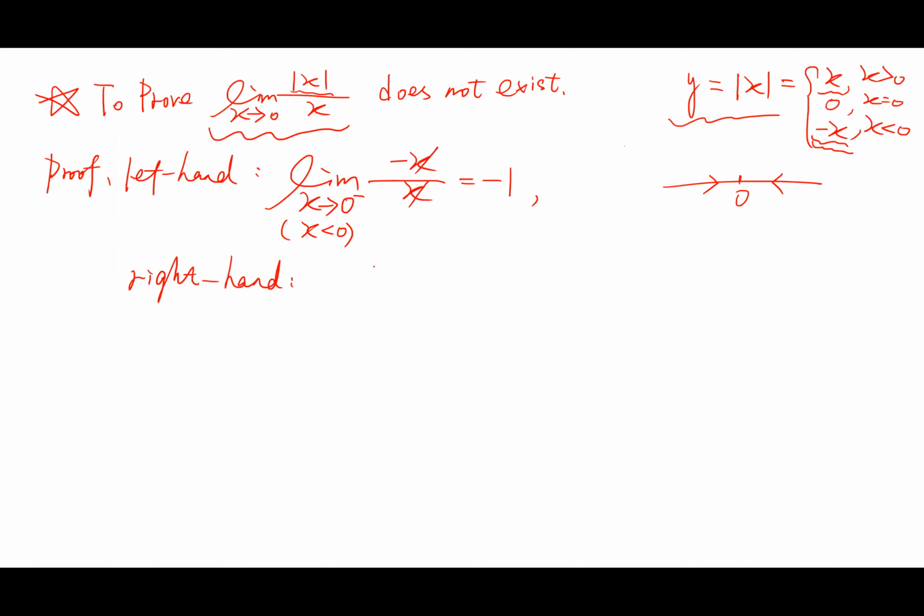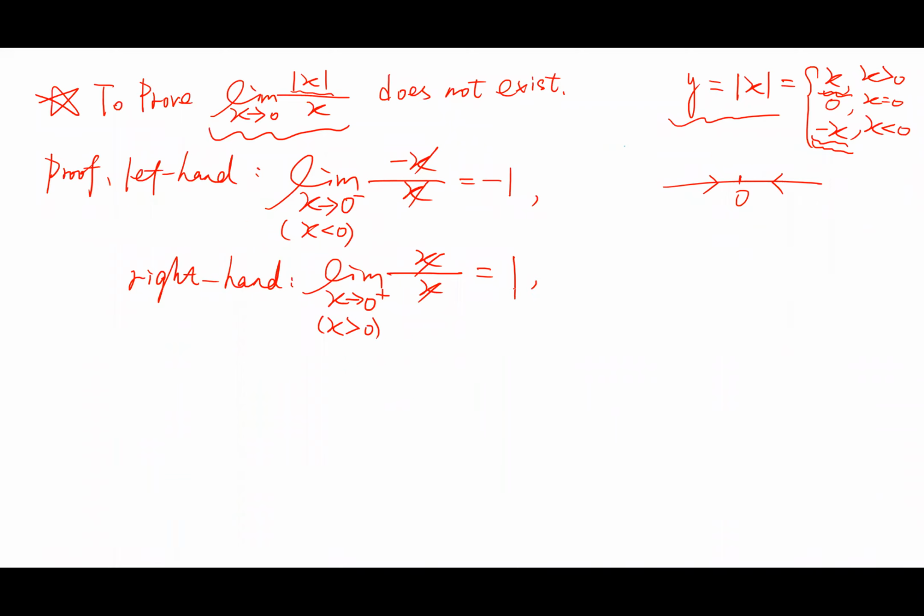Okay, if you can understand the left hand, then I think you can understand the right hand. Here, as x approaches 0 from the right, 0 plus, that means x is greater than 0. So x greater than 0, the absolute value of x equals x, right? So |x| over x equals 1. Okay, so the limit equals 1.